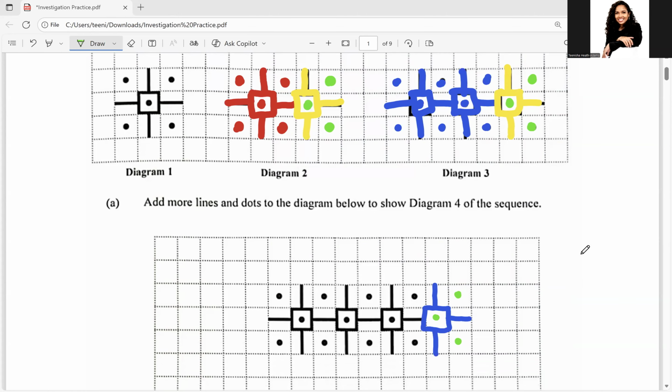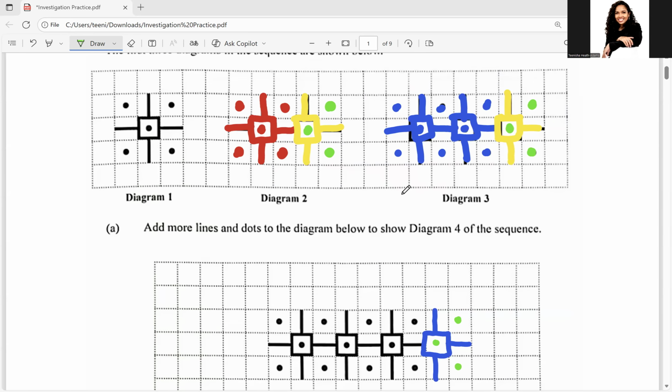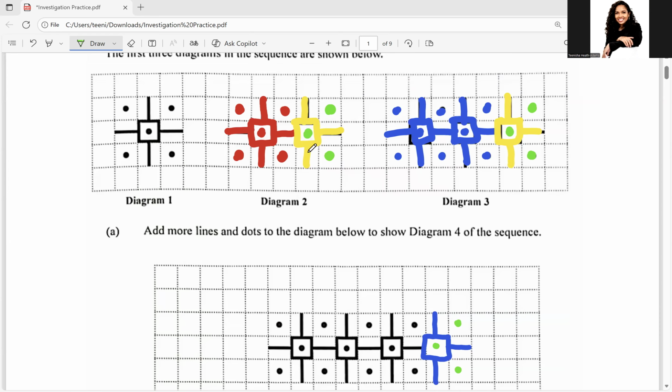All right. So the first thing, guys, in the first part of most, or I should say all of the investigation questions, you have to complete a pattern, right? And like I said, how you identify the pattern is to look for the difference with each new diagram. So in the first diagram, you had these 7 lines, and then you had 5 dots. And then in the second diagram, you had what was in the first one, plus 7 new lines and 3 new dots.